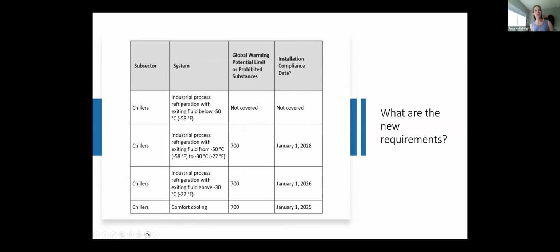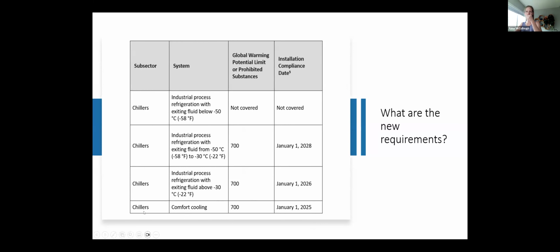If we look at some larger pieces of equipment like chillers for industrial processes, those requirements go into effect January 1, 2026 for the not as cold chillers. And then for the really cold chillers, or the medium cold chillers, that installation compliance date is January 1st, 2028. And then the really, really cold ones are not covered. They do not have a good replacement refrigerant solution under those required cold temperatures.